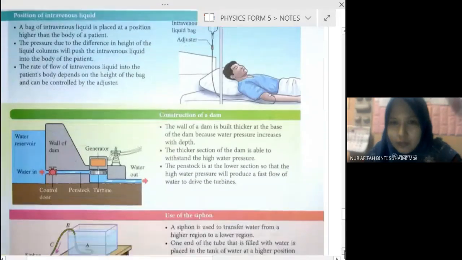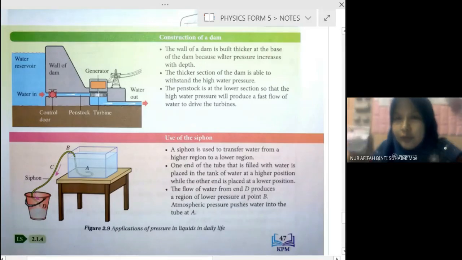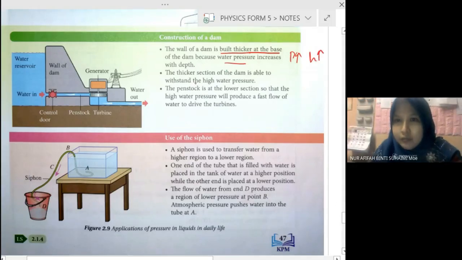Okay, next, construction of a dam. See, the bulk is thicker to stand the water pressure. To stand the water pressure, the bulk is thicker at the base. Stand the pressure that increases with depth. We know that pressure increases if depth increases, right? So that's why the bulk is thicker at the base. Okay, and then the penstock is at the lower section to produce a fast flow of water, velocity of water increases.